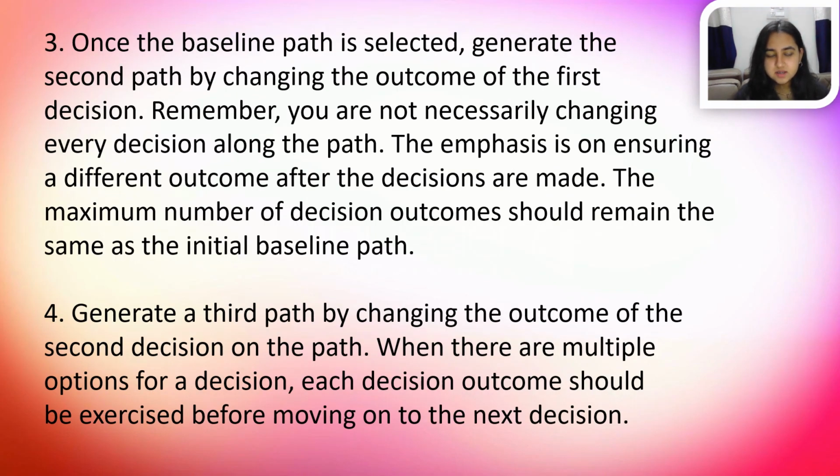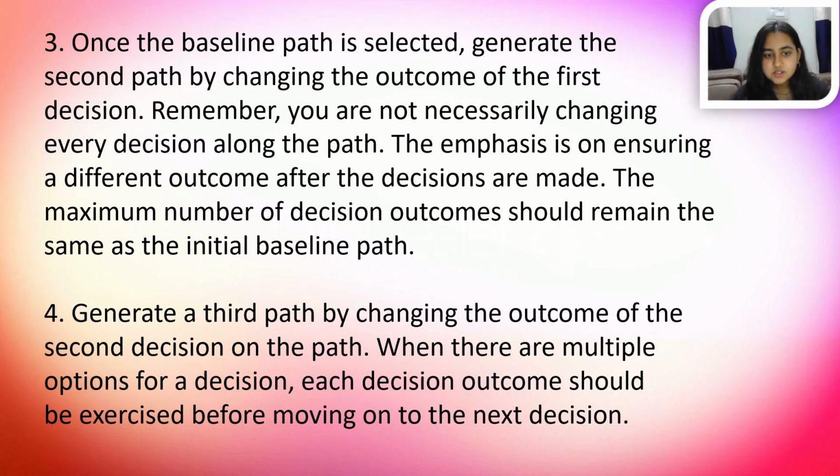Next, the third point. Once the baseline path is selected, generate the second path by changing the outcome of the first decision. Remember, you are not necessarily changing every decision along the path. The emphasis is on ensuring a different outcome after the decisions are made. The maximum number of decision outcomes should remain the same as the initial baseline path.